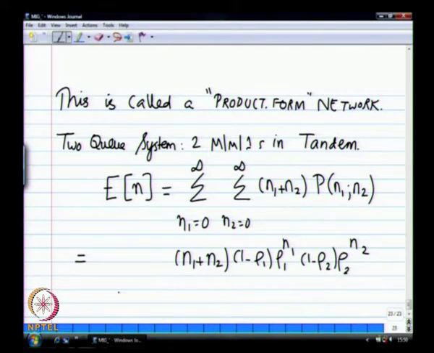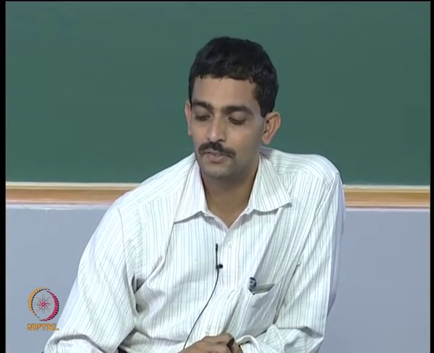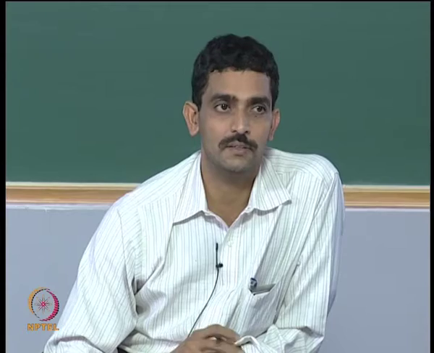So how do you solve this further? What will you get at the end of it? E of n1 plus E of n2. I will let you work it out. First, make n1 a constant, sum over n2 and keep n1 constant. You will find that you end up with something. Then sum it over the outer index n1. Then you will finally end up with E of n1 plus E of n2.